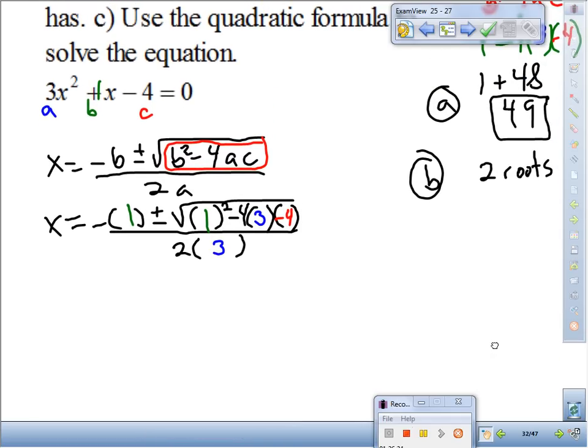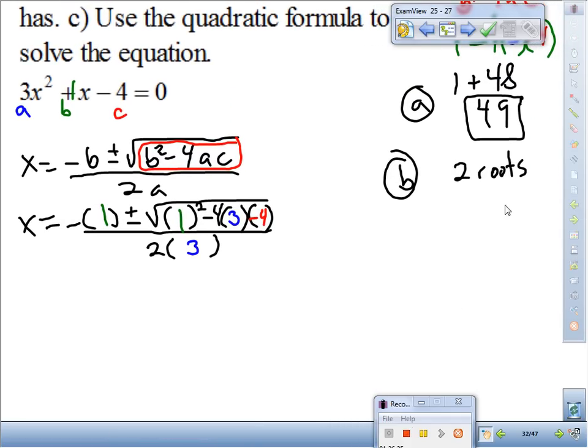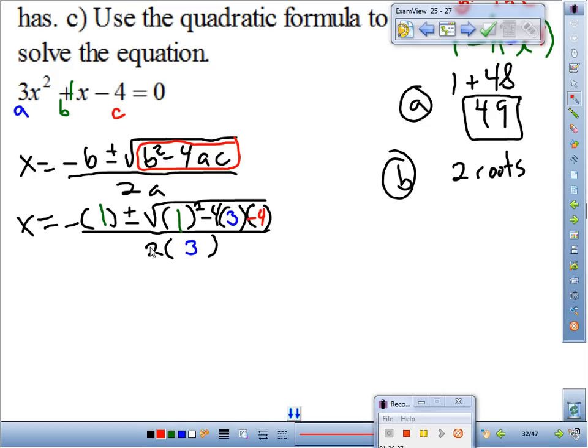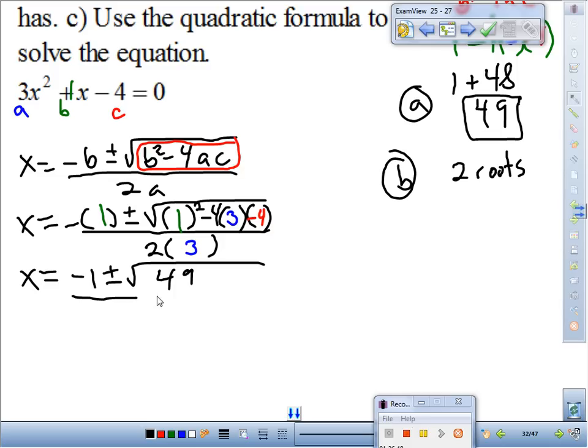Okay, we're on part C. We're solving using the quadratic formula. Here it is. So at this point, let's simplify. X equals negative times 1 is negative 1 plus minus square root. All this, didn't we do that up here with the discriminant? Yeah, right? What is 1 squared? 1. This is 48 plus 1. That's 49 over 6.